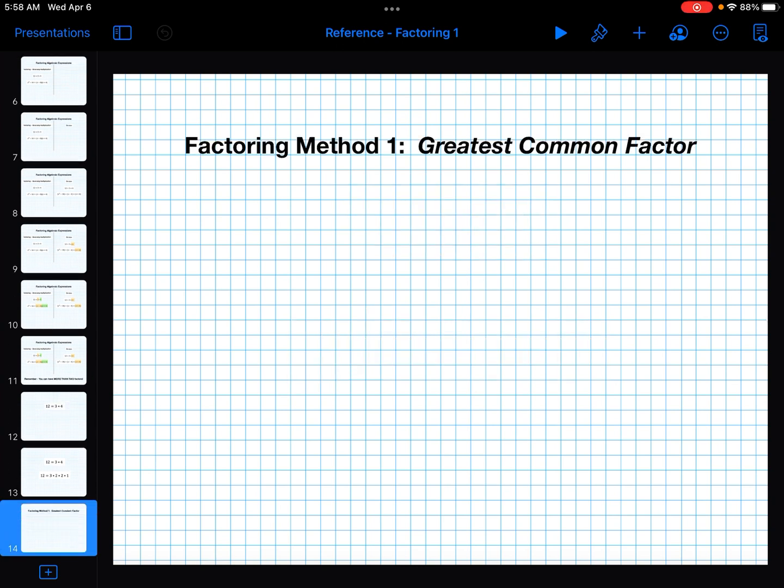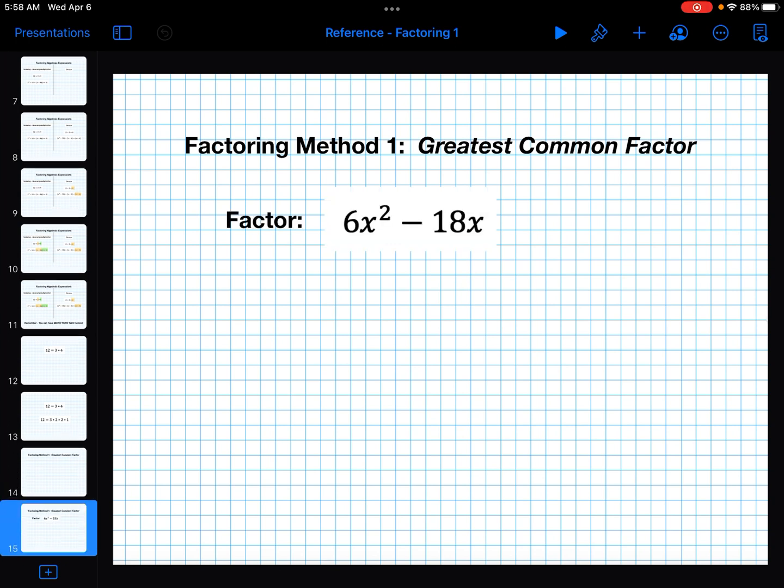All right, so the first method that you're usually going to try when it comes to factoring an expression is the greatest common factor method. Those words kind of give you a clue as to what you're looking for. Greatest is going to mean the biggest thing in some sense. Common is going to mean that it shows up in every single term. And of course, a factor is something that you multiply together to get a product.